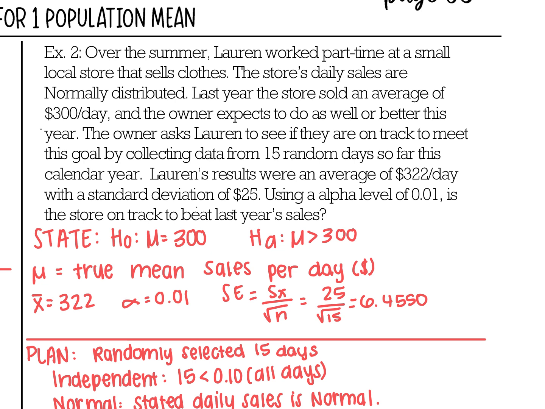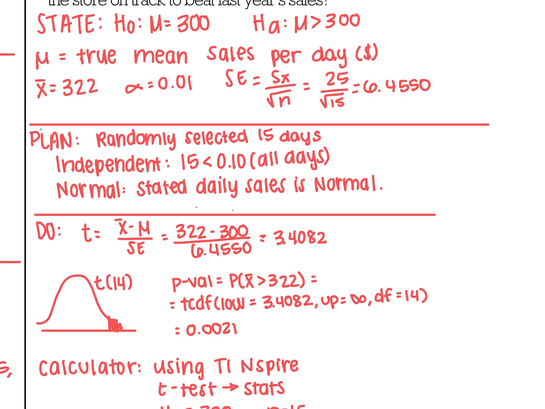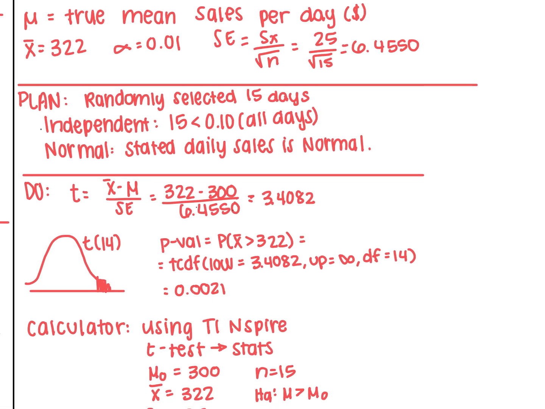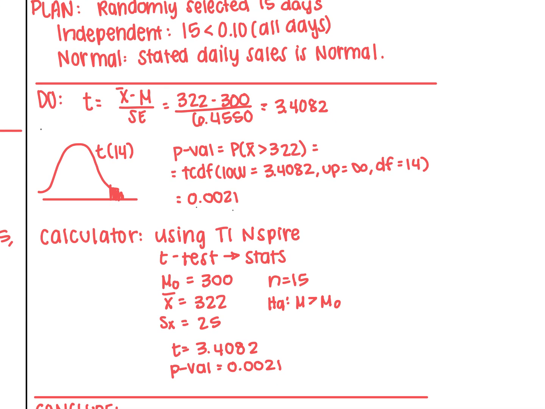If we come down into our plan section, we can see that we randomly selected 15 days. That is, of course, less than 10% of the population. And we stated that the daily sales is normal. Be careful, because a sample size of n equals 15 would not be enough to assume normality, so we needed them to tell us that. Down below, we're ready to perform our calculations.